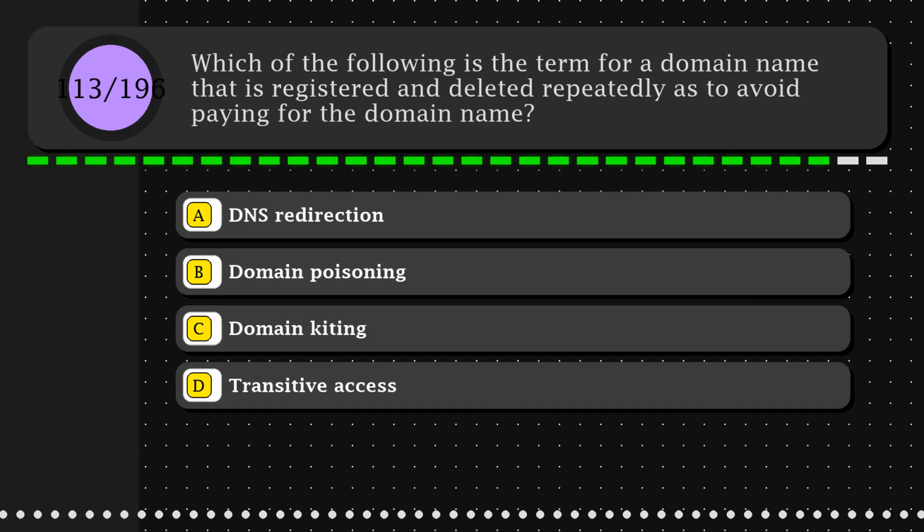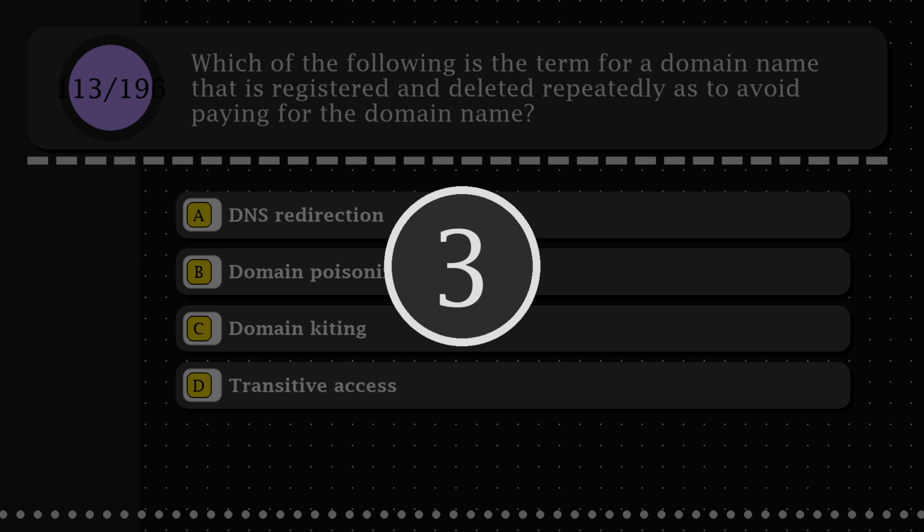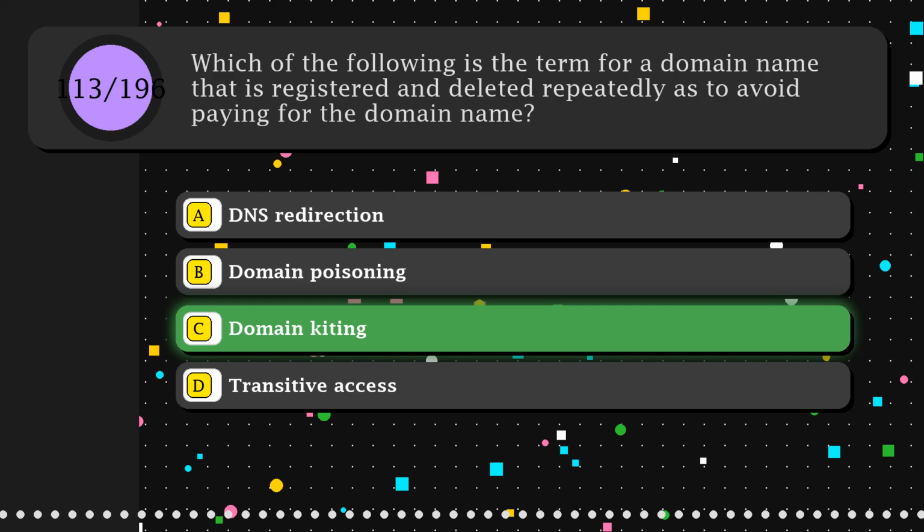Question 113. Which of the following is the term for a domain name that is registered and deleted repeatedly as to avoid paying for the domain name? Option A, DNS redirection. Option B, domain poisoning. Option C, domain kiting. Option D, a transitive access. The correct answer is option C, domain kiting.